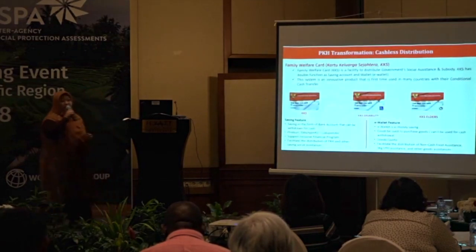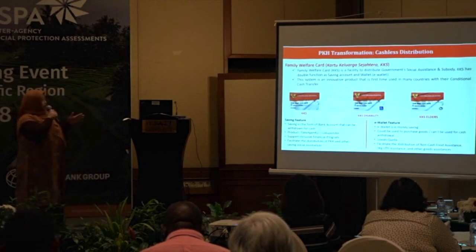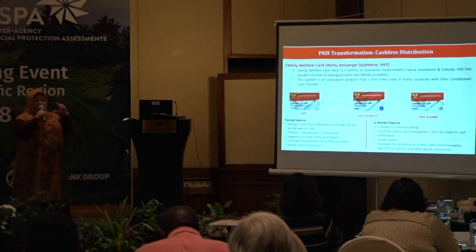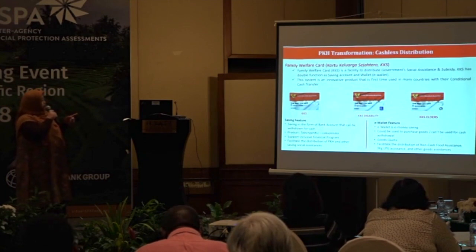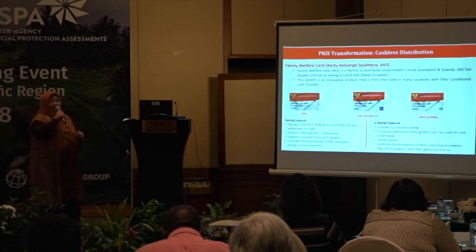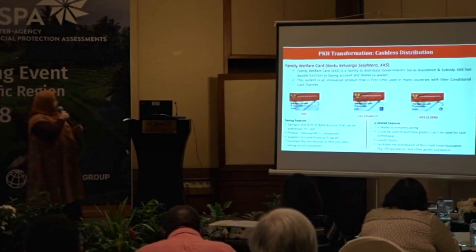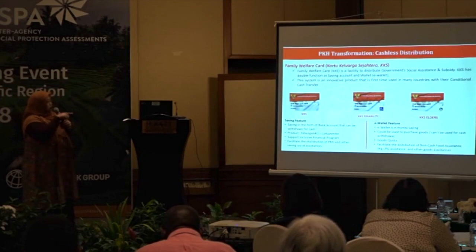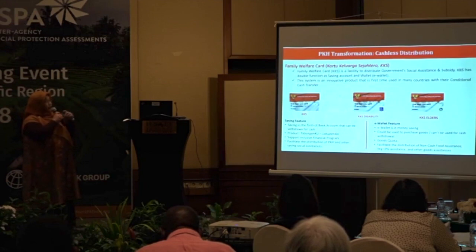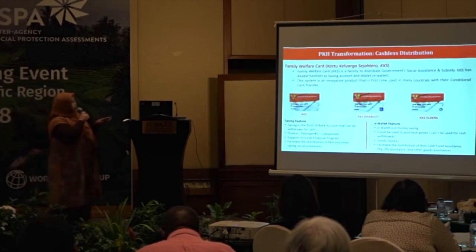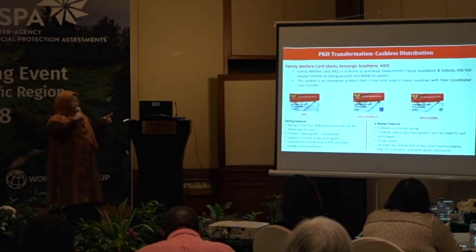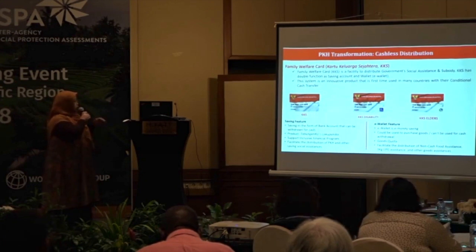We have one card, what we call a combo card. All of the assistance comes from the same card. The first is the family welfare card, or Kartu Keluarga Sejahtera. Tomorrow you will see it in Kota Yogyakarta. And then there is a specific one for the disability, with a symbol at the corner, and also for the elderly, there is a symbol at the corner. This is not only a debit card, but also functions as a saving feature, and there is also an e-wallet feature.